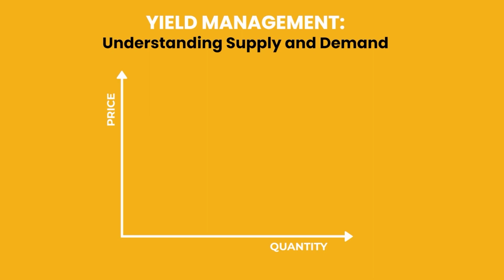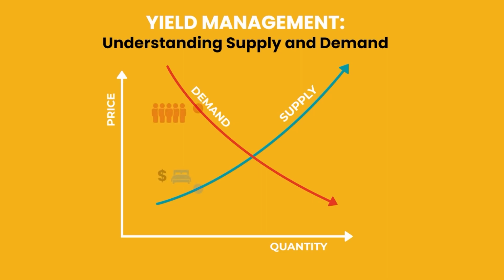So we're going to do a quick crash course in supply and demand because it's really relevant for yield management. So supply and demand are tied to price. Low supply and low price means high demand. And then conversely, high supply and high price means low demand. Your quantity is your number of available units, and that doesn't change a whole lot unless you're making some renovations or something. So the main lever you have to play with is price.